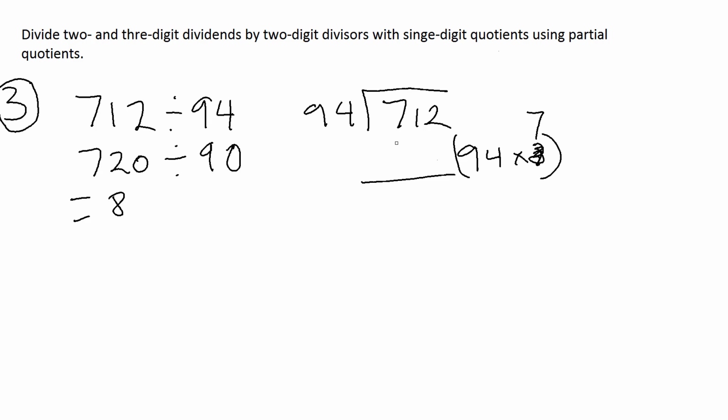is going to give me 658. When I subtract, 12 minus 8 is 4. 10 minus 5 is 5. I end up with a remainder of 54, which is less than my divisor of 94, giving me a final answer of 7, remainder 54. And check by multiplying will confirm my answer.